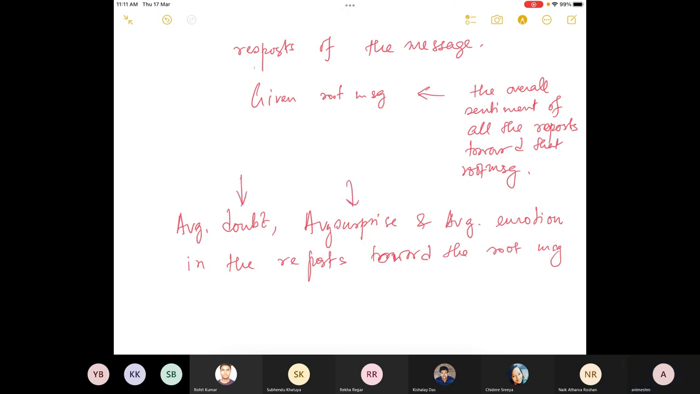Now, each of these was done with the help of a doubt lexicon, which the authors built, that means a doubt word lexicon, a surprise word lexicon, and an emotion word lexicon. So in each case, they found the number of words expressing doubts and non-doubts, expressing surprise and non-surprise, expressing emotion and expressing positive emotion and negative emotion. Okay, so these are the three things that they used in addition to the sentiment score as features.